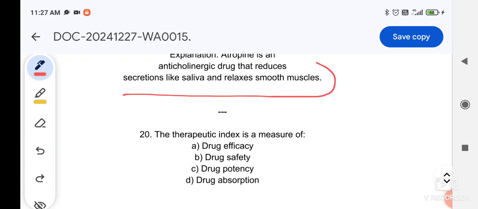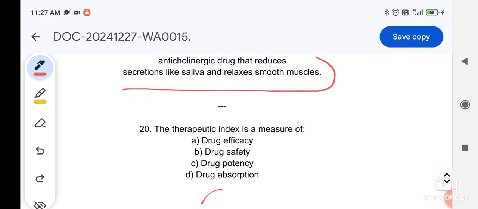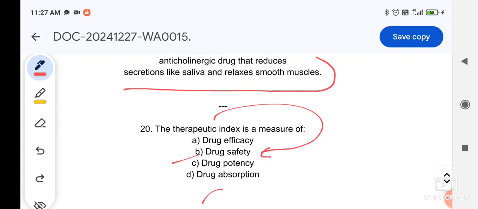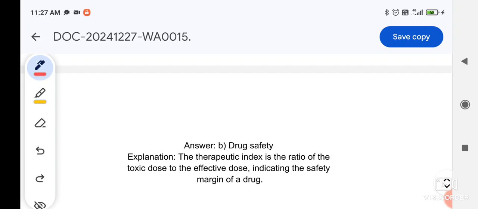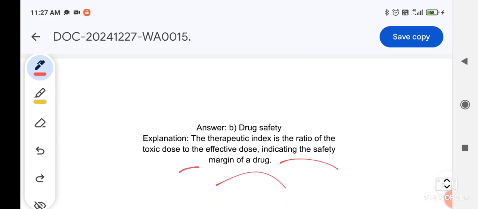The therapeutic index is a measure of: drug efficacy, drug safety, drug potency, or drug absorption. The correct answer is option B, drug safety. The therapeutic index is a measure of drug safety. It is the ratio of toxic dose to effective dose, indicating the safety margin of a drug.